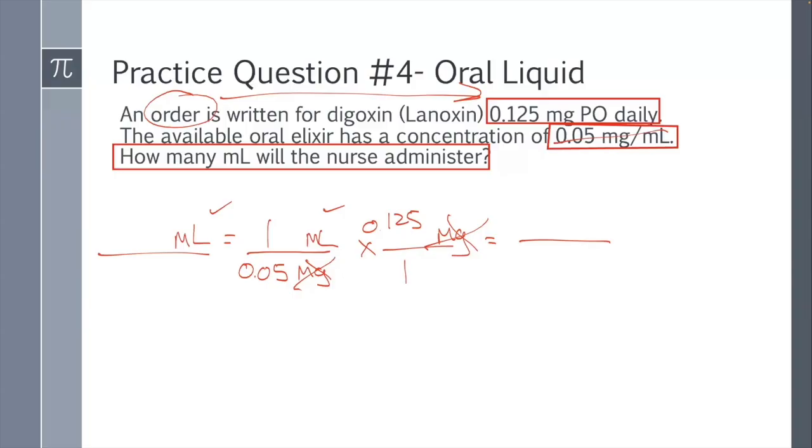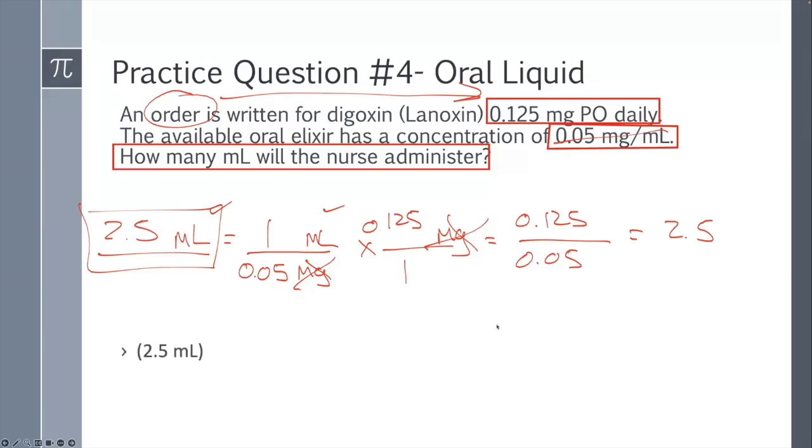Let's do some math. 0.05 milligrams times 1 is 0.05 milligrams. 1 times 0.125 is 0.125. Grab my calculator again. Okay, I have my 0.125 divided by 0.05. And we are going to give a whopping 2.5 milliliters. That's how much the nurse is going to administer. And that's how we got there.